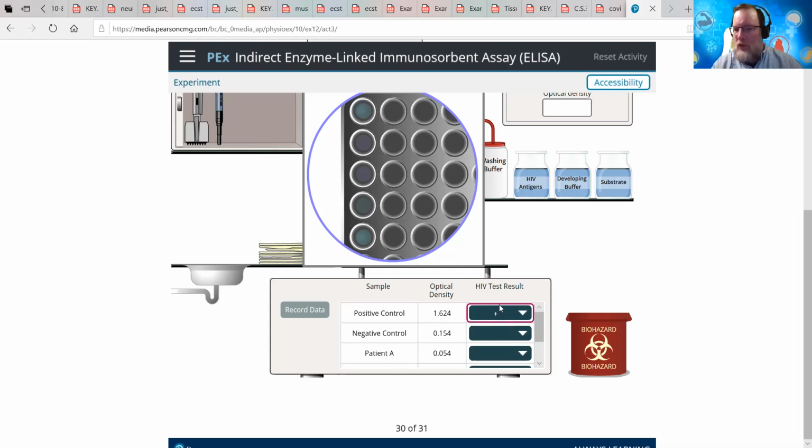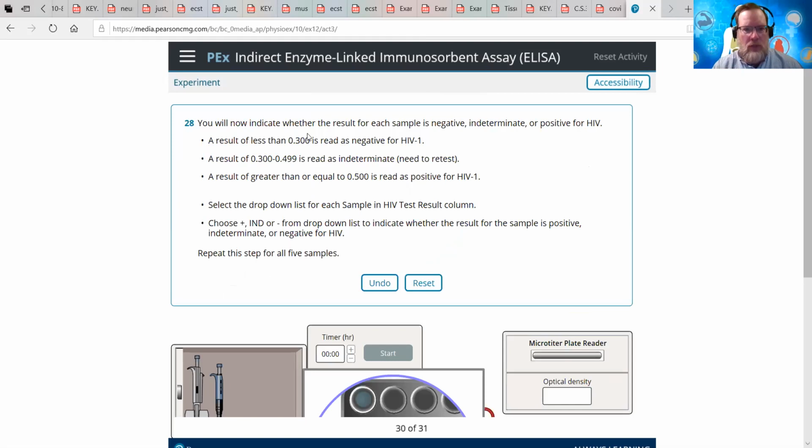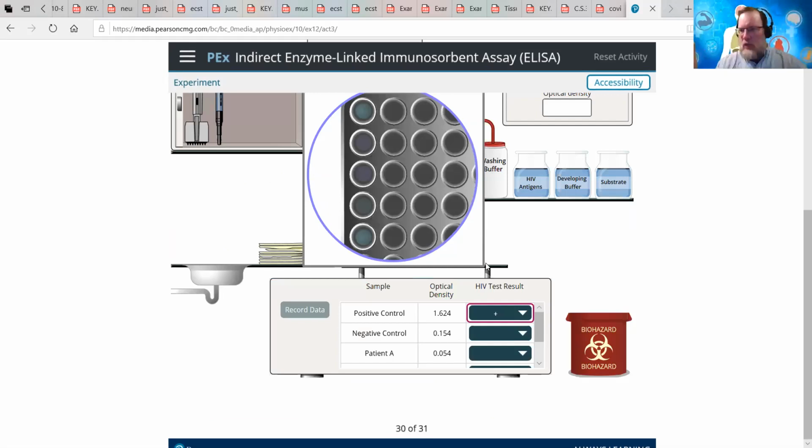If I do a positive control, I should see a very high positive because I already know it's the control group for a positive. So if maybe my developing buffer wasn't at the right temperature, or it somehow got contaminated, or the substrate got contaminated, and we see our positive controls at 0.2 or something, that's a negative, not a positive. So we would have to redo the whole thing if that were the case in a regular lab.